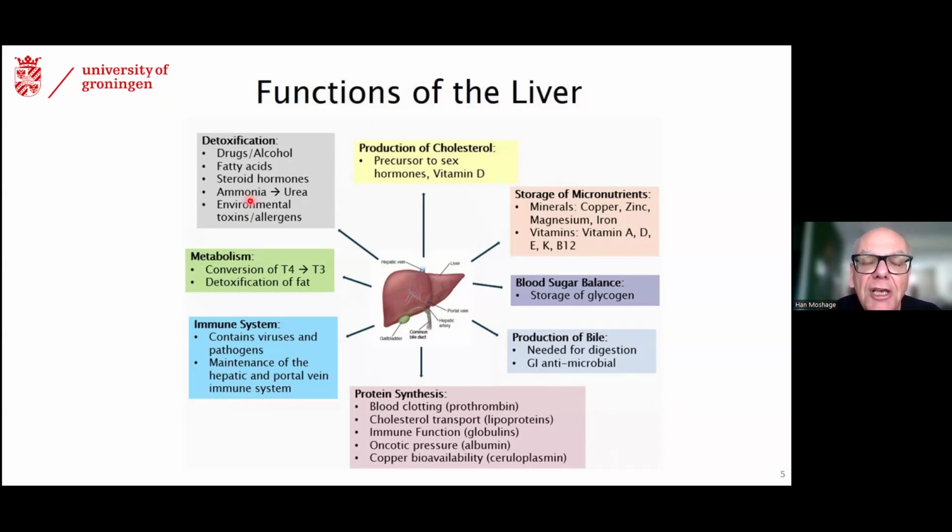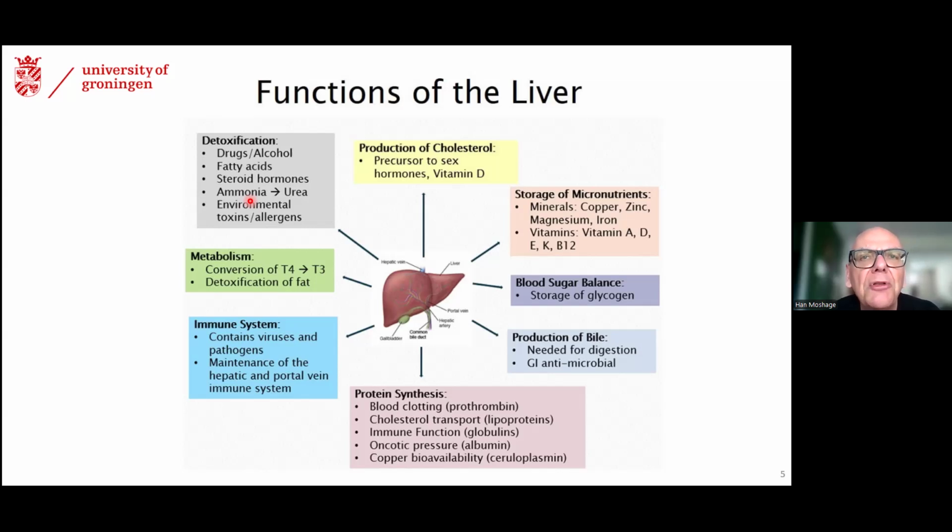For example, if we eat food which contains harmful components, then via the portal vein, the liver is the first organ that sees these toxic compounds. Also, when we use medications, drugs, alcohol, it's taken up in the blood and metabolized in the liver.